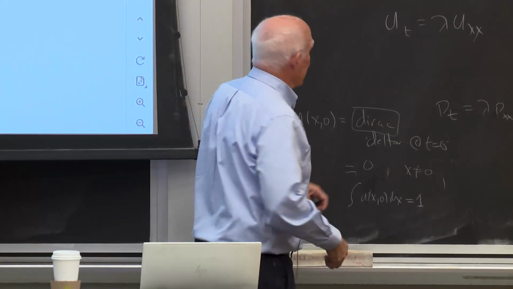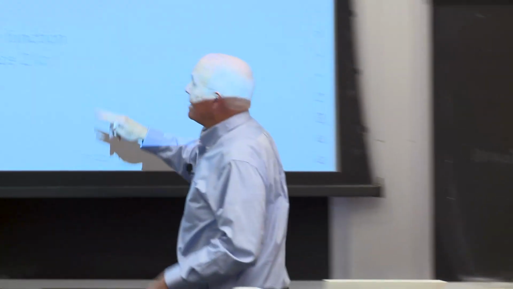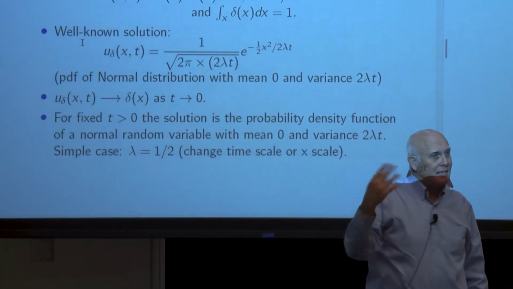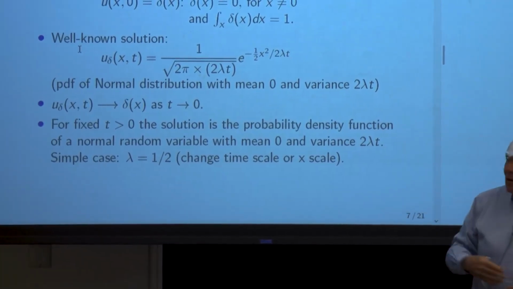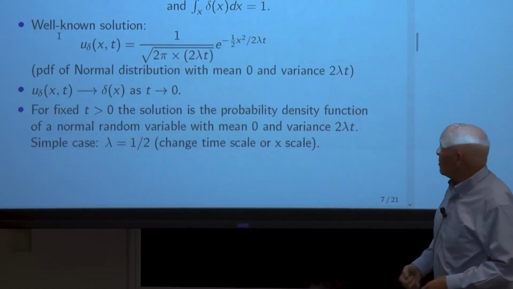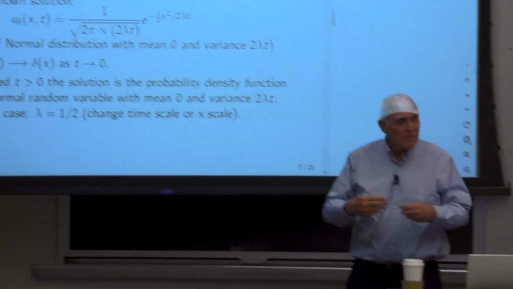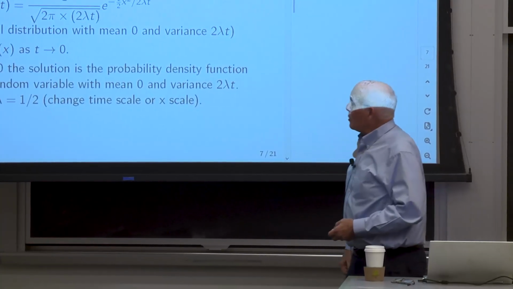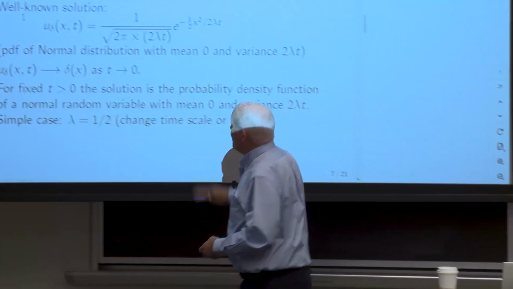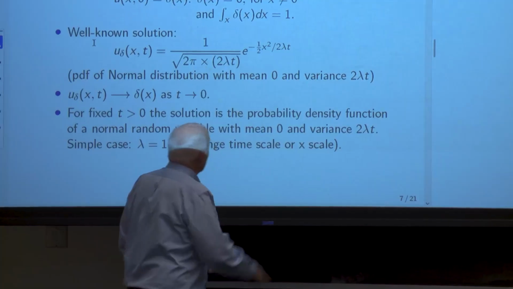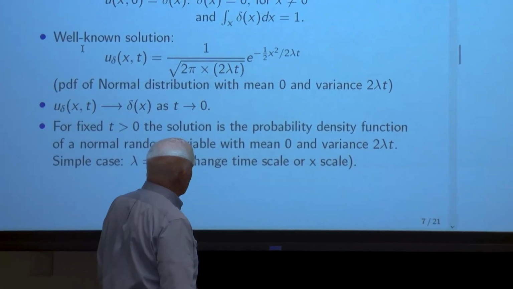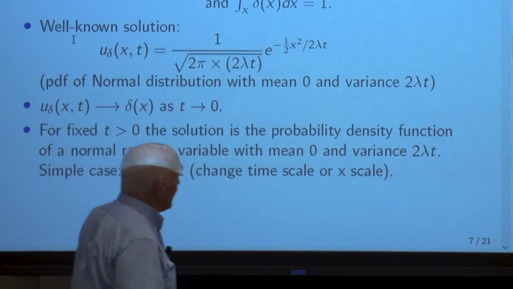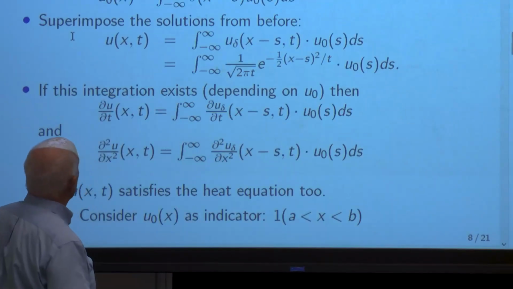It's basically the limit of this normal density function as lambda, or as t, goes to 0. So it becomes totally concentrated at 0. So with this function, u delta, we have this particular function satisfying the heat equation with that initial condition.